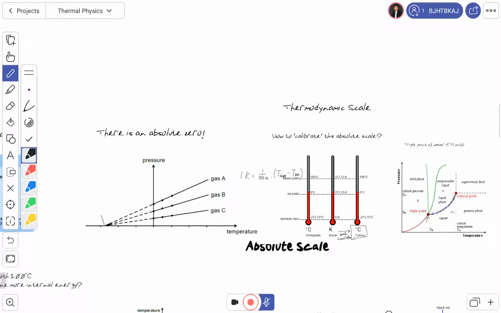No. Wait, sorry, Mr. Clark. Can you re-explain what's the difference between the centigrade scale and the Celsius scale?